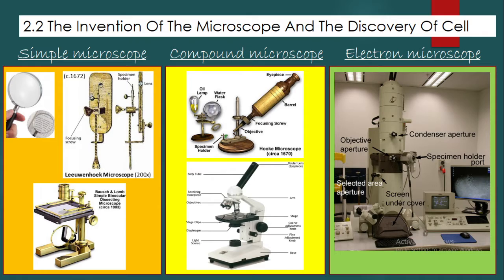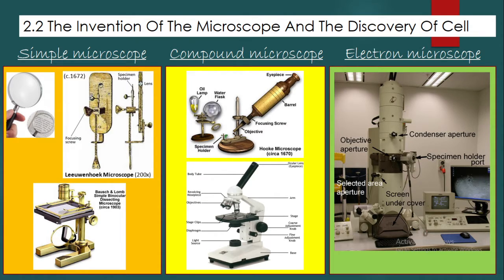Now, the source of light for the simple microscope and compound microscope is visible light. With these two types of microscope, we are able to observe microorganisms. The scale is in micrometers. But if we want to observe some viruses or some structures inside the cell, then we need much higher magnification.